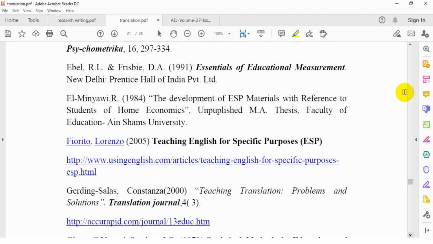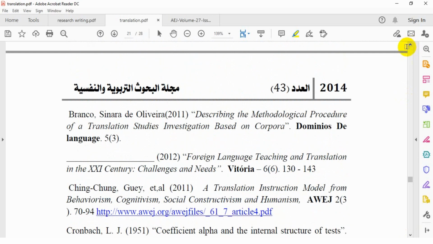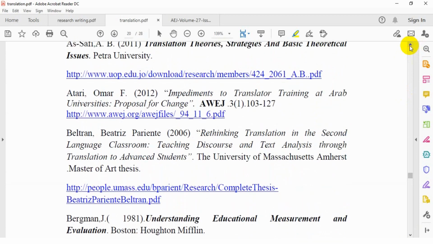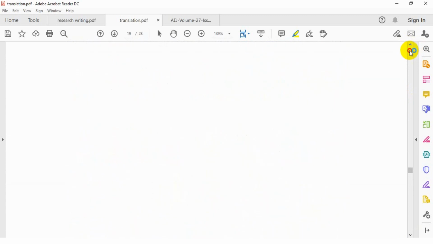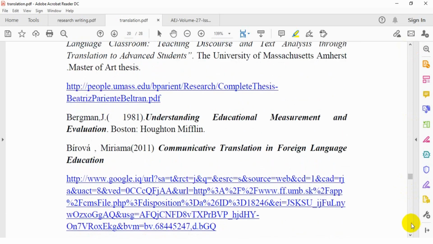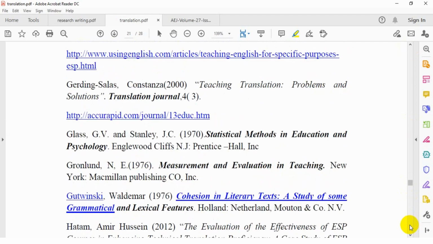And if we have a book, let us see. Yes, here we have articles. If we have a book, of course, the title of the book is bold, and then we continue with the publisher information. Here we have an article and a book, and of course, you know how we can document them.